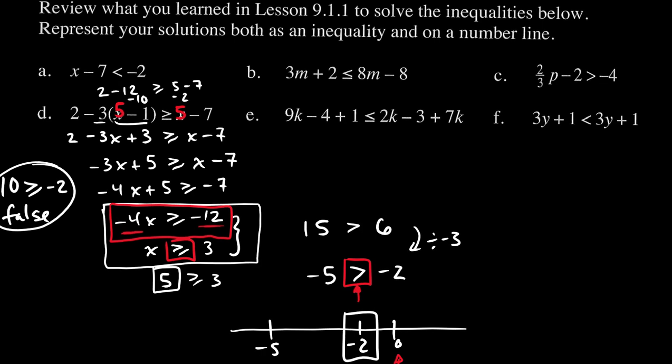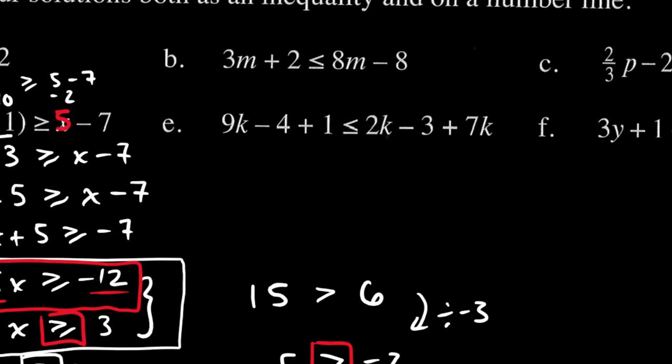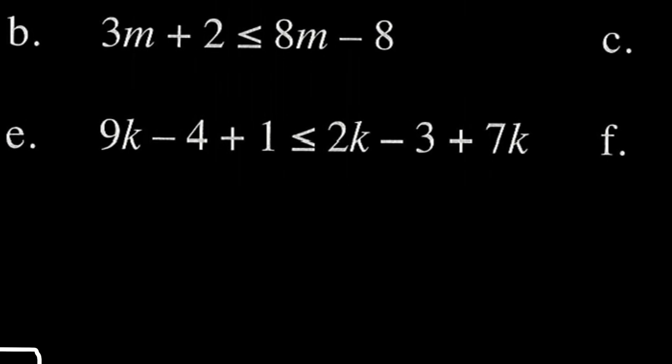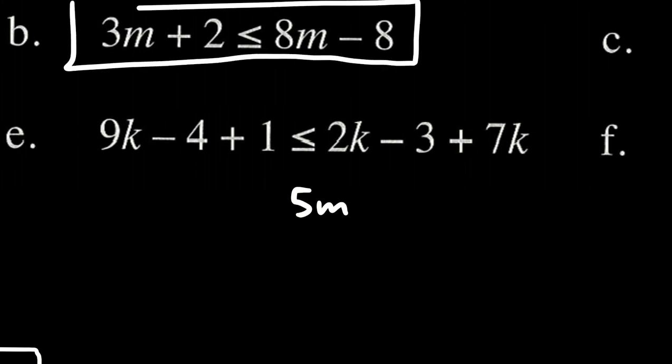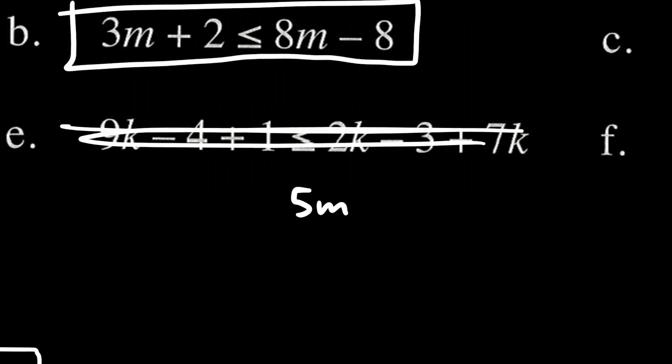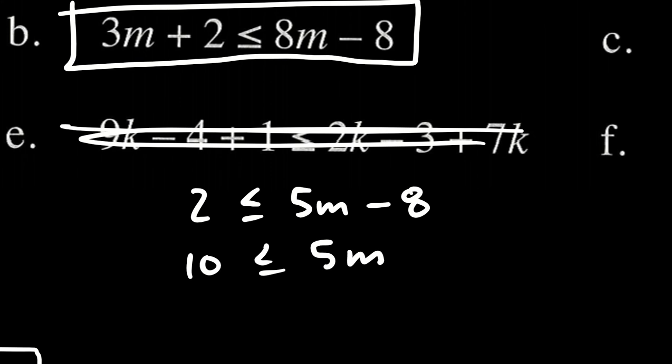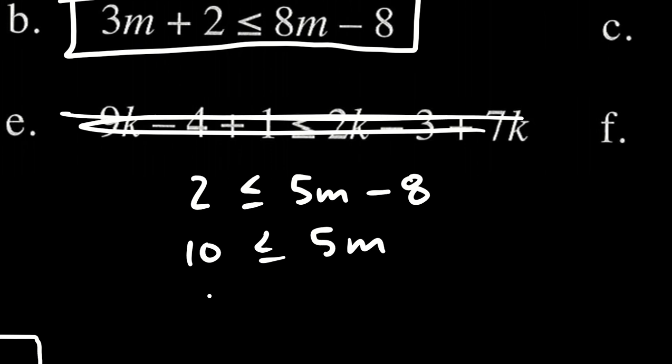So most of these problems then fall in line. They're pretty straightforward. There are a couple of things that are probably worth noting. Like on B, for example, when we solve B, you might take away 3m from both sides. So I would get 5m. Forget about E right now. I get 5m minus 8 on the one side is less than or equal to 2. Add 8 to both sides, this is 10 is less than or equal to 5m. And then if I divide both sides by 5, I get a 2 over here.